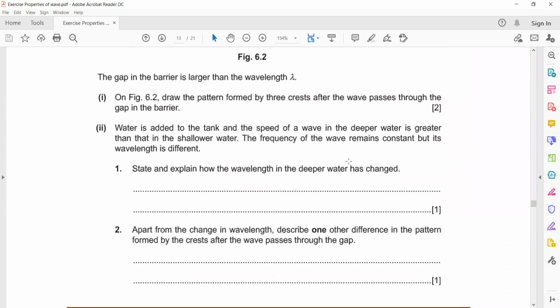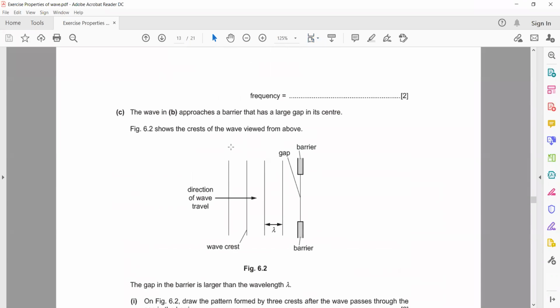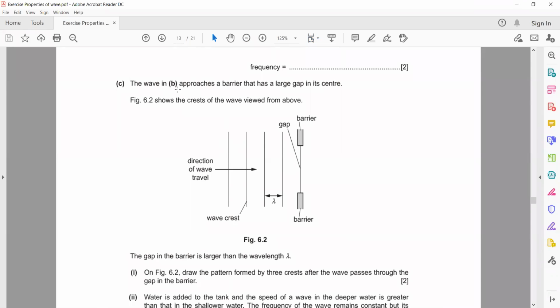Okay, 3C, second part. Look, in this question, the wave in B approaches a barrier that has a larger gap. So when the gap is larger, diffraction will occur, but a small amount of diffraction. So the gap in the barrier is larger than the wavelength. On the figure, draw the pattern of the three crests.